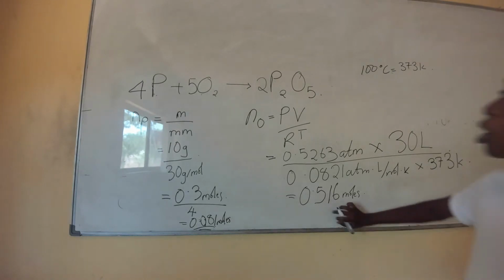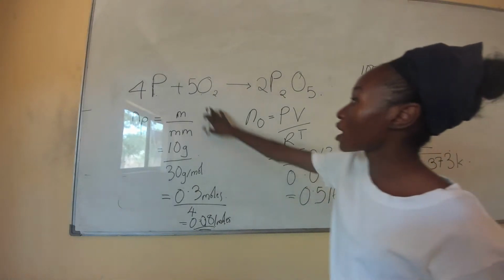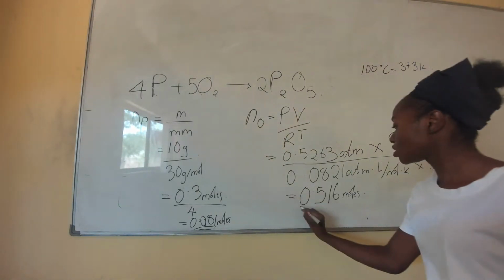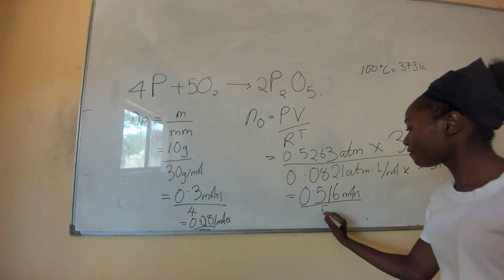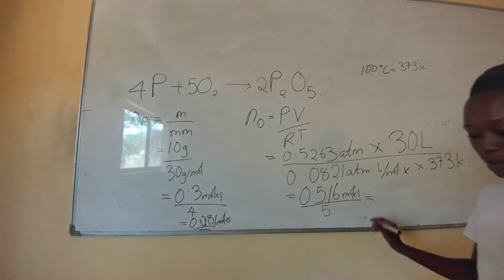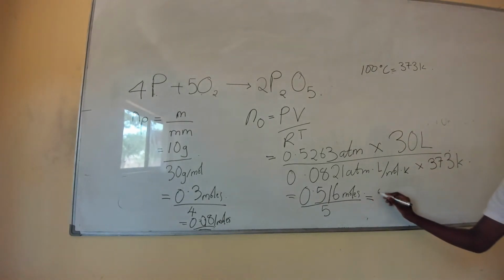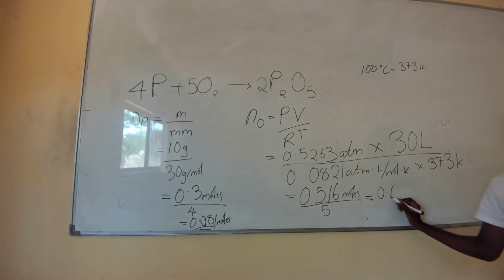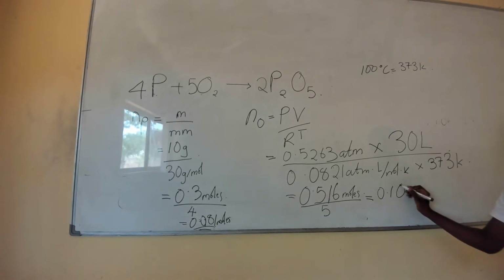But remember, from the mole ratios, this is not our final number of moles. We have the mole ratio of 5 there, so we divide this answer by 5. If you divide it by 5, it gives us 0.103 moles.